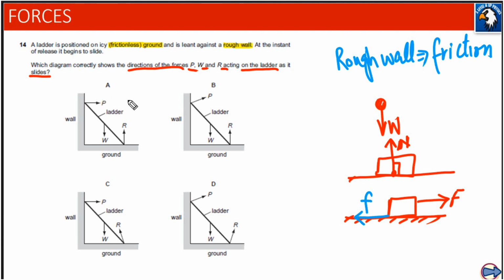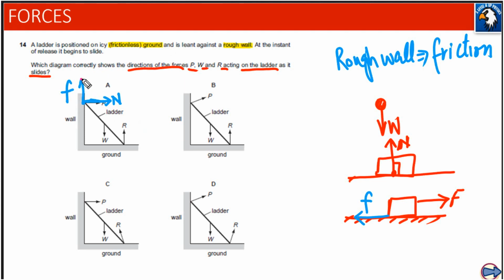Now let's try to figure out here. As you can see, at this point the force acting is P. Actually this is not right. At this point there are two forces acting. One is the normal reaction force, at an angle of 90 degrees to this surface. So this one is N. And as this ladder has a tendency to slide down, there is a frictional force acting upward. So this is the frictional force. So the direction of P we can find out.